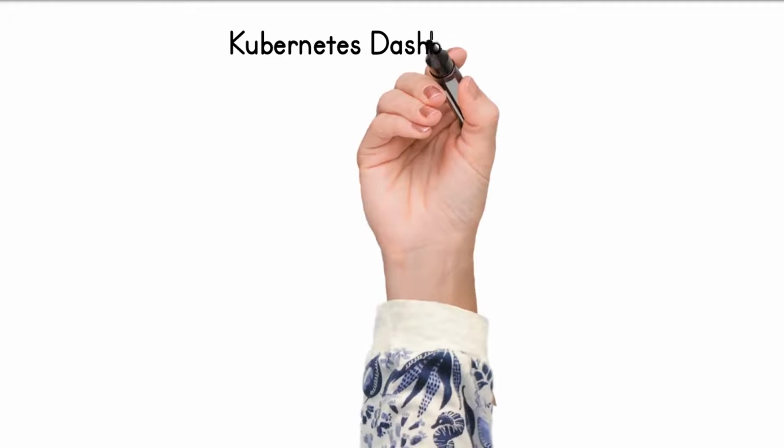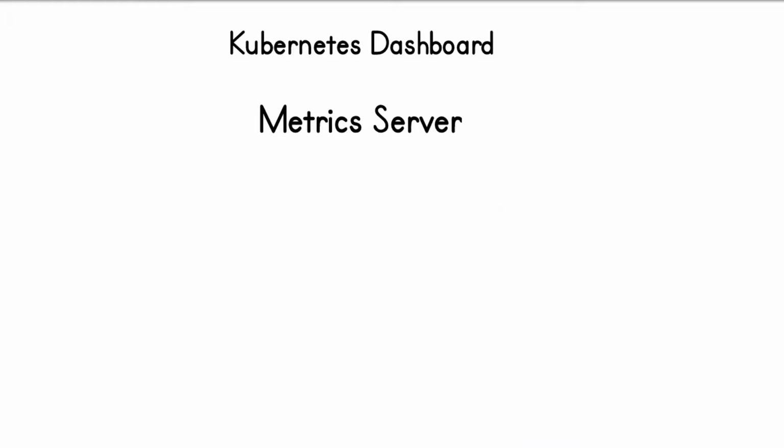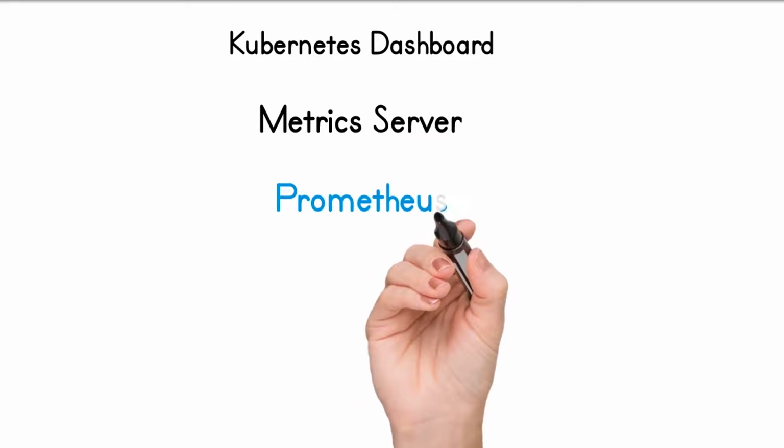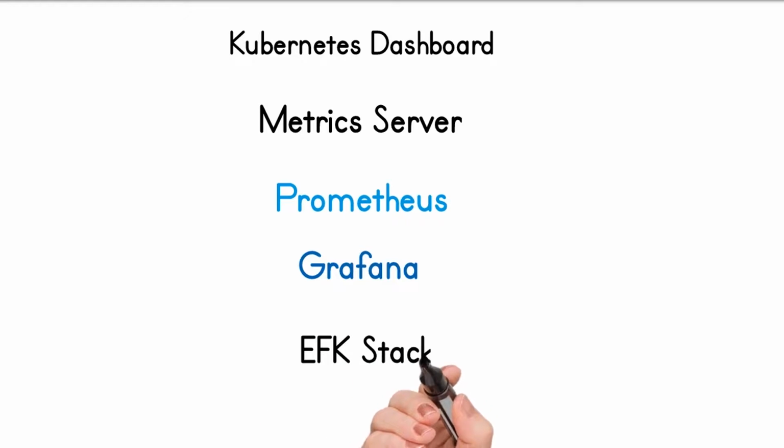There are some fantastic open source tools to make your life easier. Kubernetes Dashboard, a web UI to view cluster health metrics. Metrics Server, which tracks CPU and memory usage for autoscaling. Prometheus, which monitors metrics over time with alerting. Grafana, which visualizes data from Prometheus and others. EFK stack, for centralized logging using Elasticsearch, Fluentd, and Kibana.